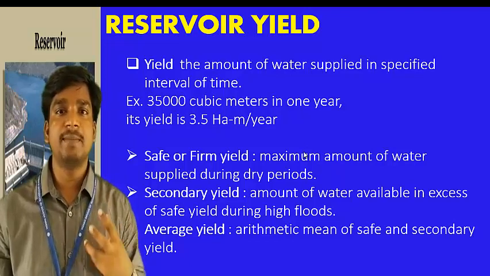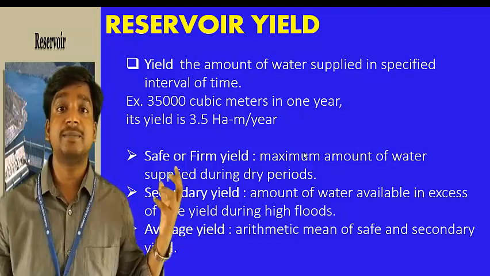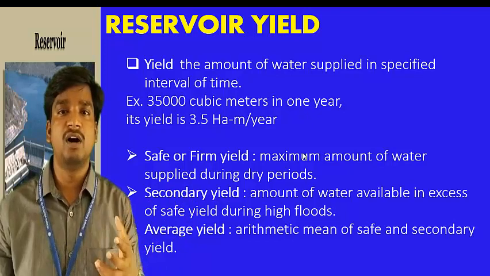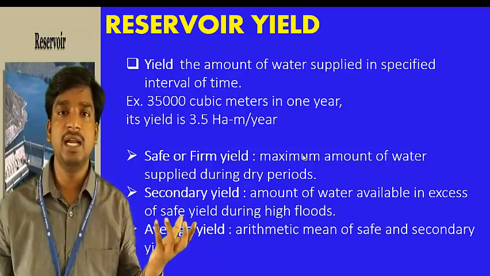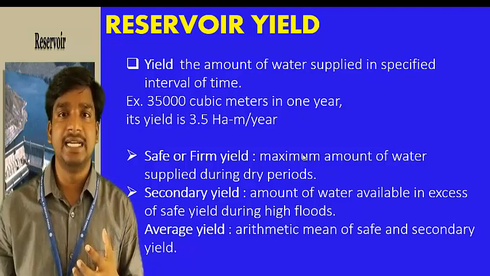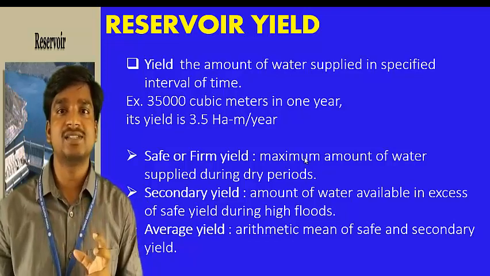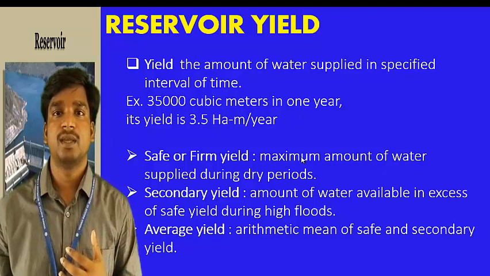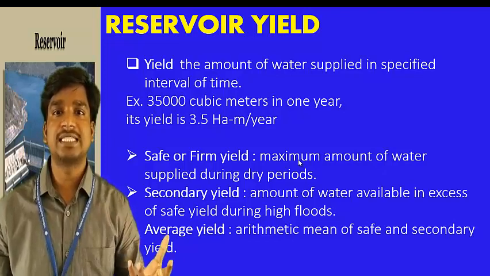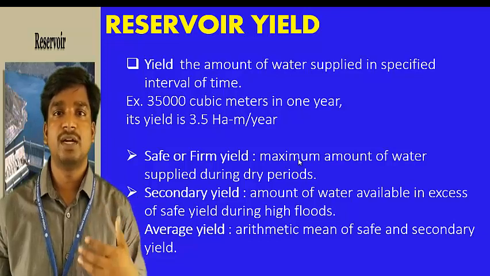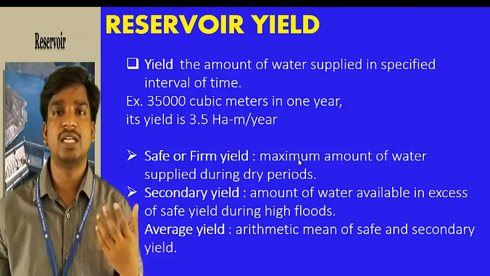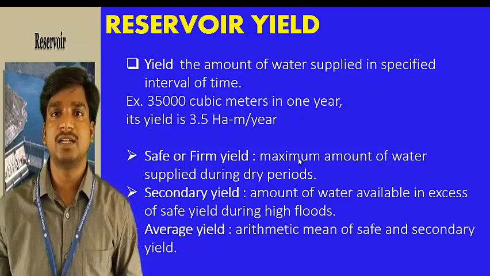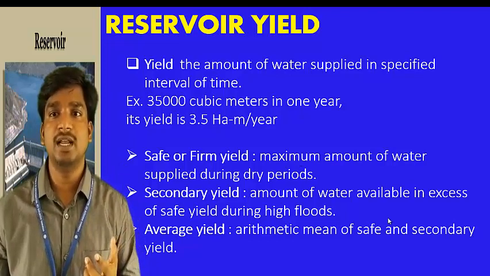Now coming to the third type, which is average yield. This average yield is nothing but the arithmetic mean of the firm yield or safe yield and the secondary yield over a long period. It is the summation of safe yield and the secondary yield. Now I think you understood what a safe yield is, what the different types of yields are, what secondary yield is, and what average yield is. Now let us move on to the next slide before the conclusion.